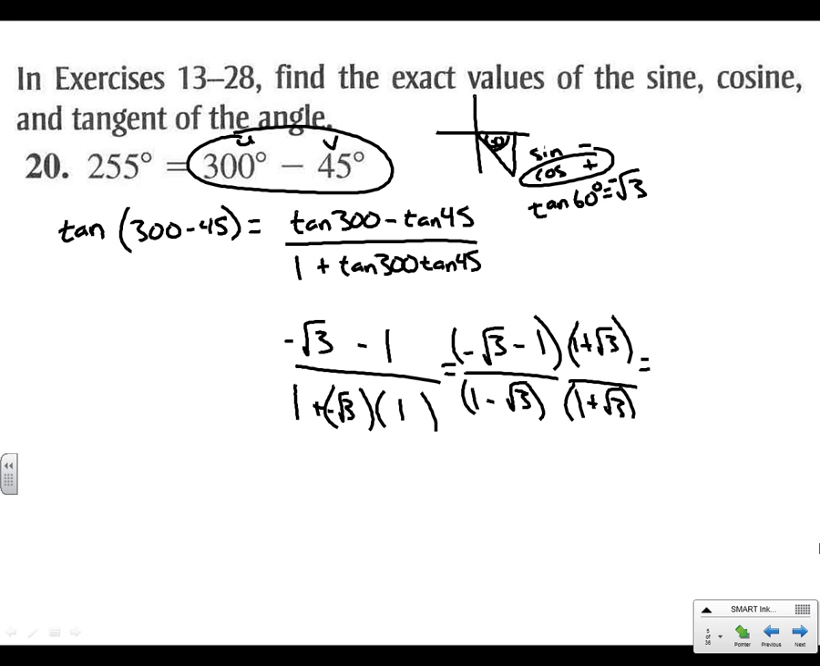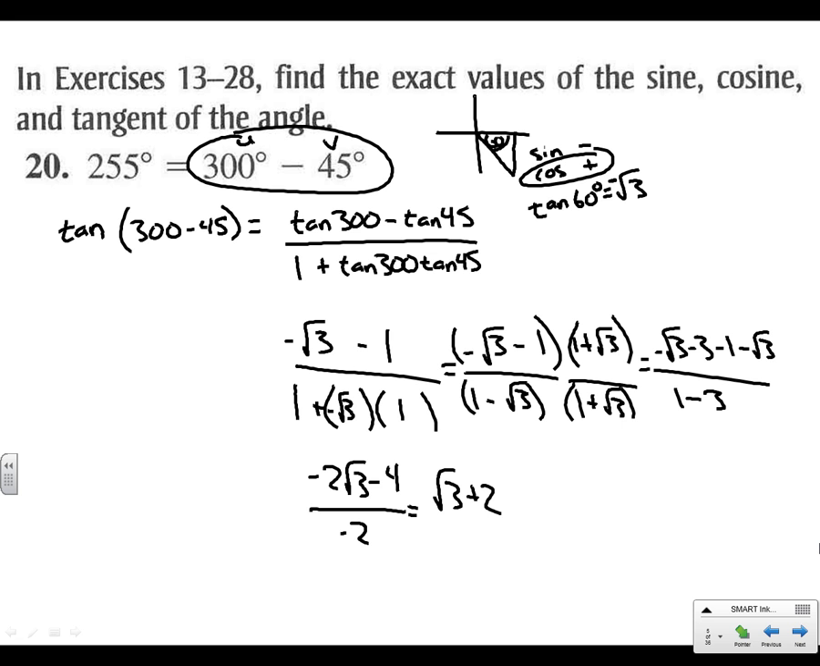First, we'll FOIL. Negative root 3 outside. Negative times positive is minus 3. Inside would be minus 1. And last would be minus root 3. And the denominator is going to be 1 minus 3. So let's clean this up again. Negative root 3 minus root 3 is negative 2 root 3. Negative 3 minus 1 is minus 4. And in the denominator we have minus 2. So we'll end up with root 3 plus 2 is our final answer. Let's jump ahead to 30.